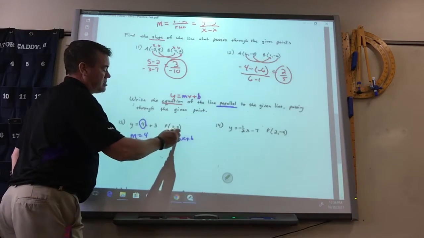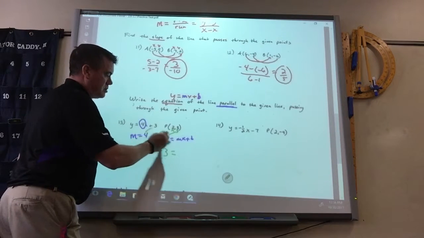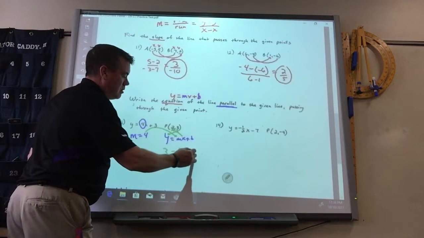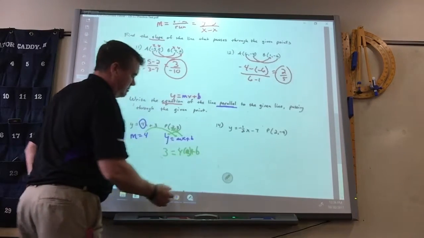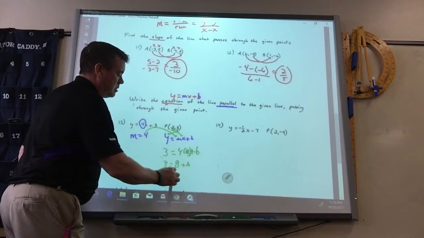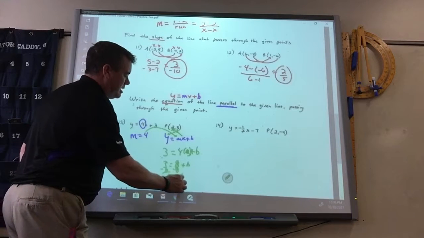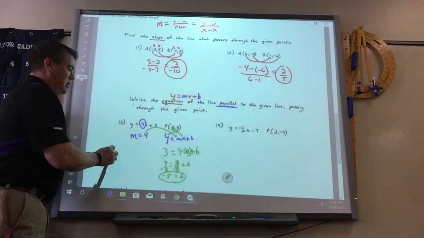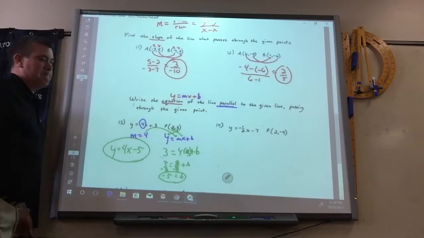You put this in for x, this in for y, and this in for m. So it'd be 3 equals 4 times 2 plus b. So 4 times 2 is 8. So you gotta subtract 8 and you get negative 5 is b. So remember to go back and write the equation now. It's y equals 4x minus 5.